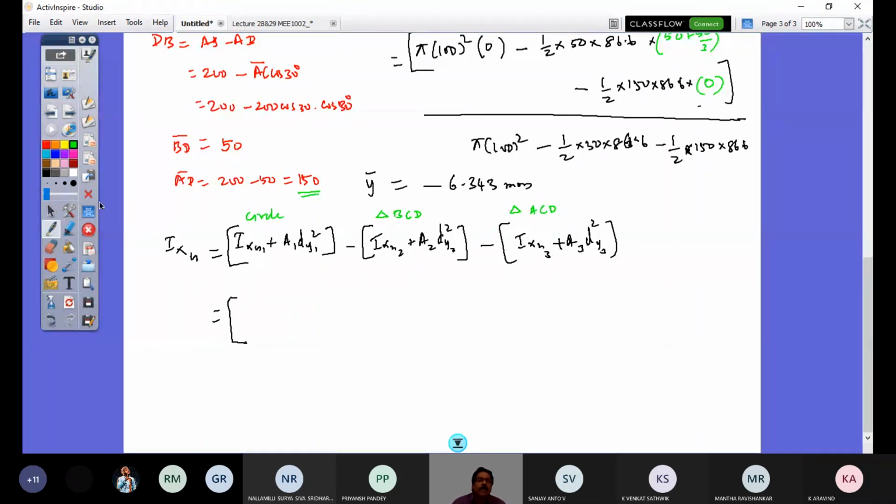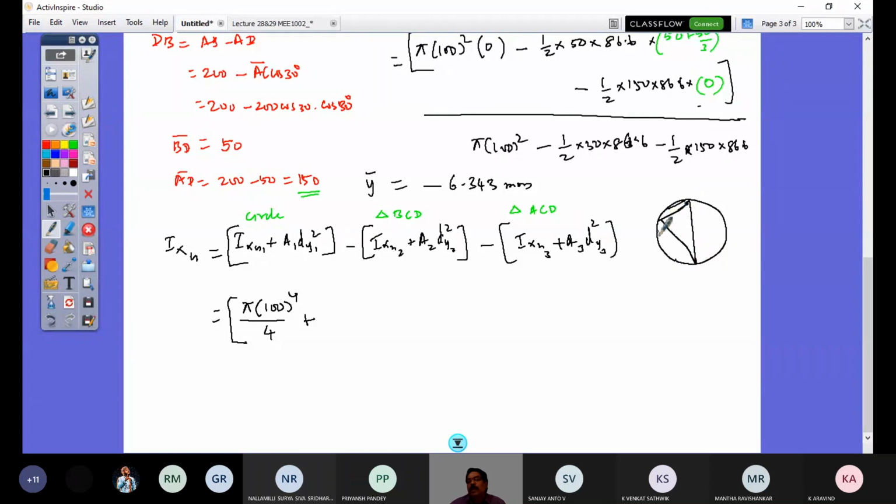Now let me substitute for the circle. It is pi r power 4 by 4, as we have just seen. So pi into 100 power 4 by 4 is what is about the central axis. But I needed it about my xg axis, about this axis, right? So let me put that inside the figure. So this is a circle, this is the diameter, and I have this removed one.